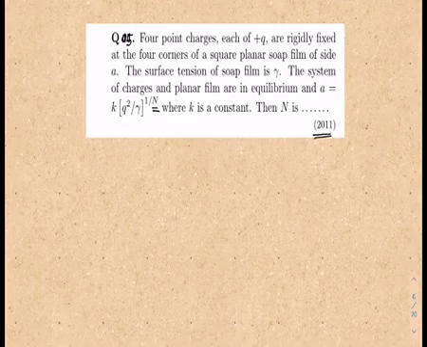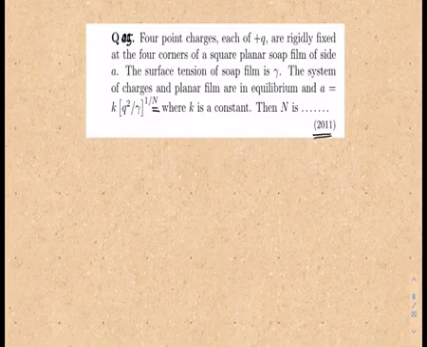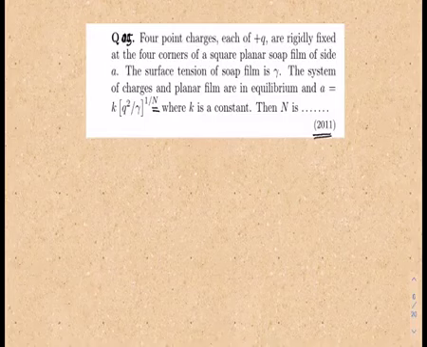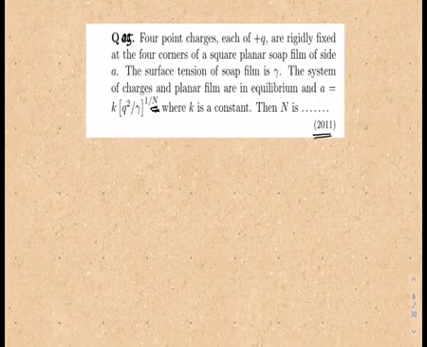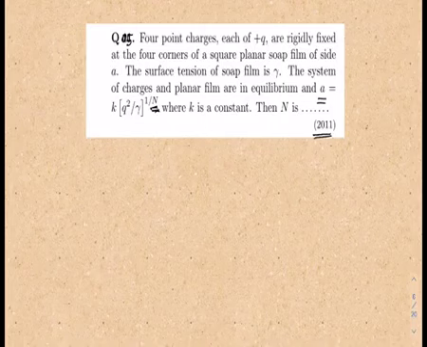The system of charges and planar film are in equilibrium, and A is equal to this, where k is a constant and n. So this is an integer type question. You have to basically find out n. To find out n, you have to work out the expression for A. Alright, so let us do it.